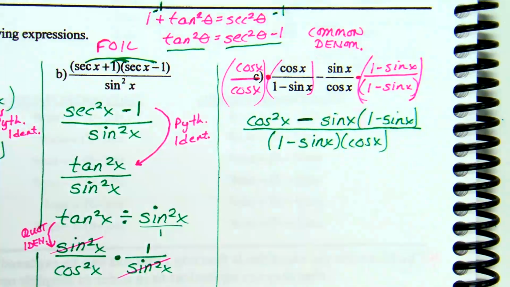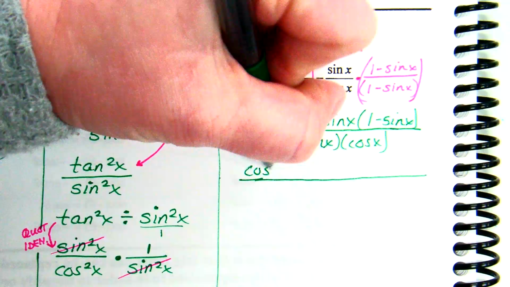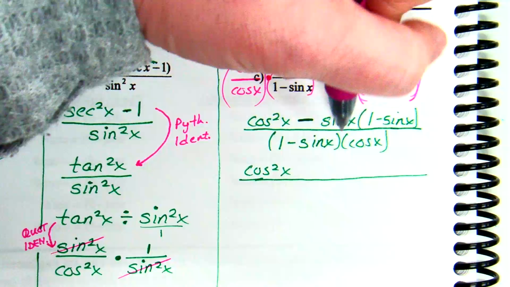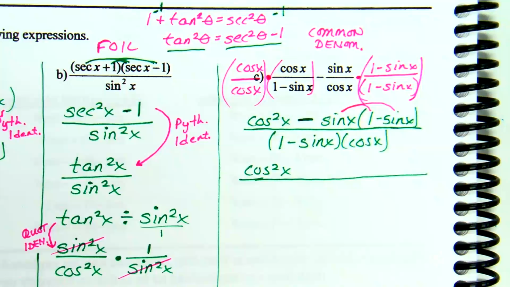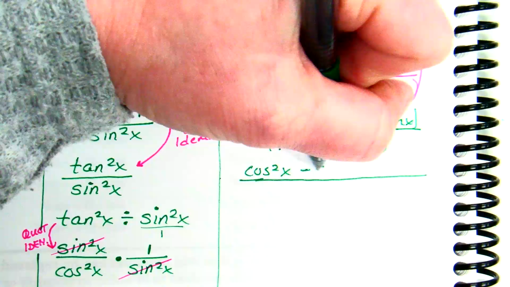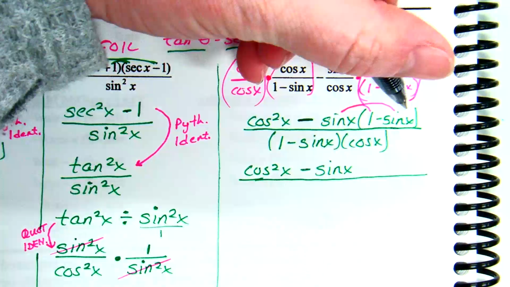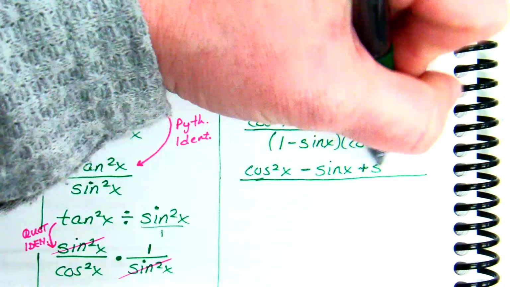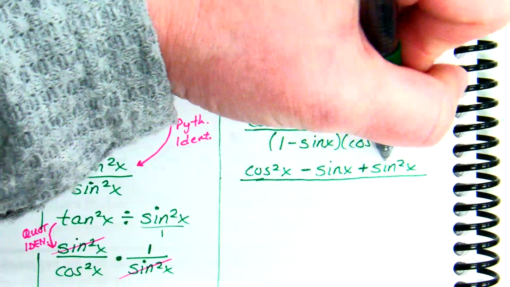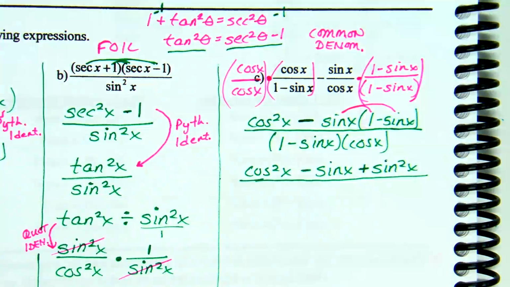So now, what am I doing in this step? Not yet. I'm distributing right now. So I have cosine squared. I'm distributing this sine x. Minus sine x times 1 is minus sine x. Minus sine x times minus sine x plus sine squared x.